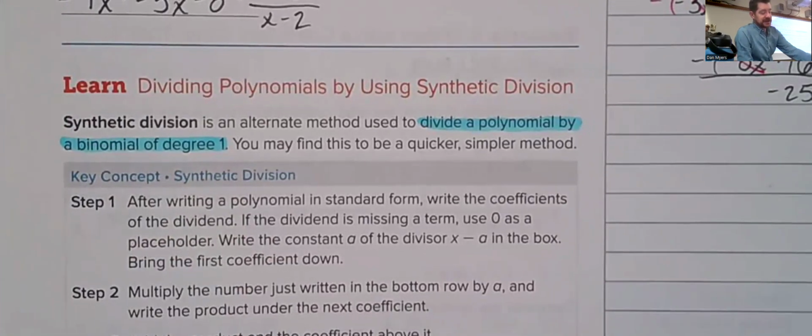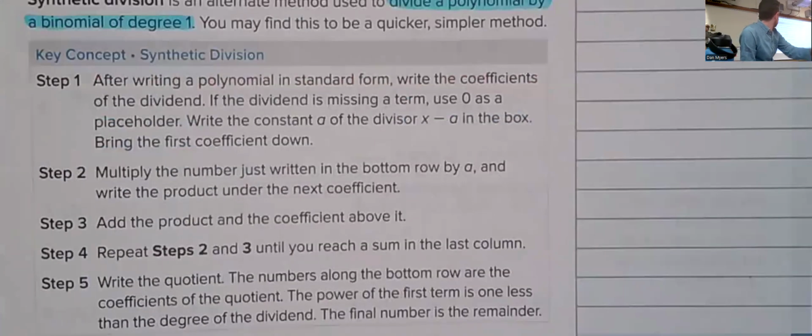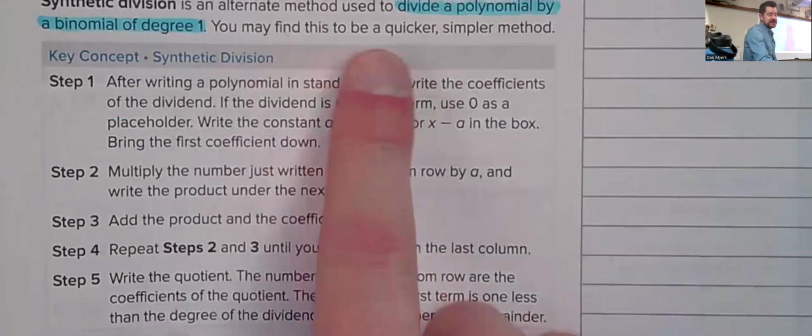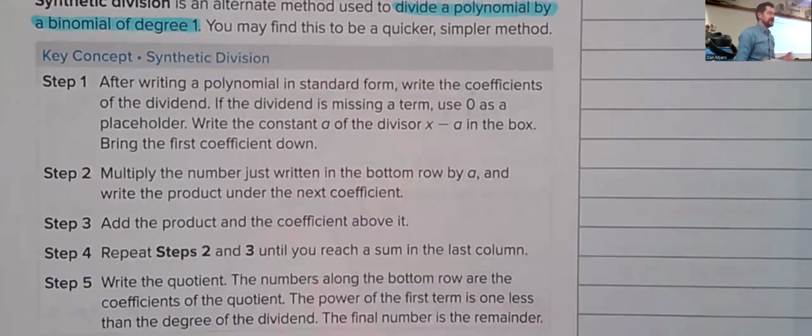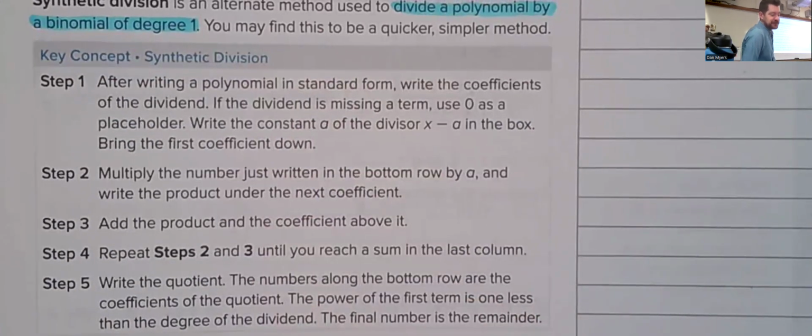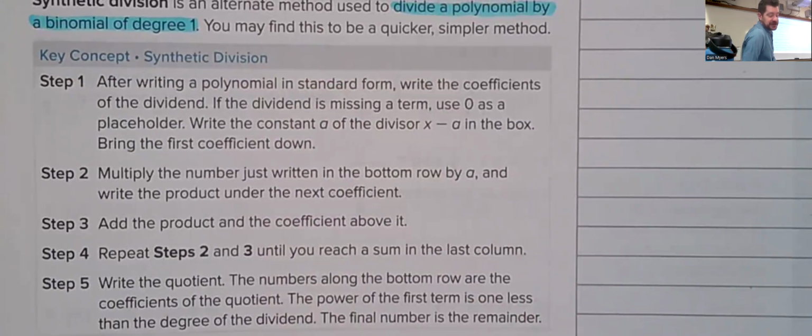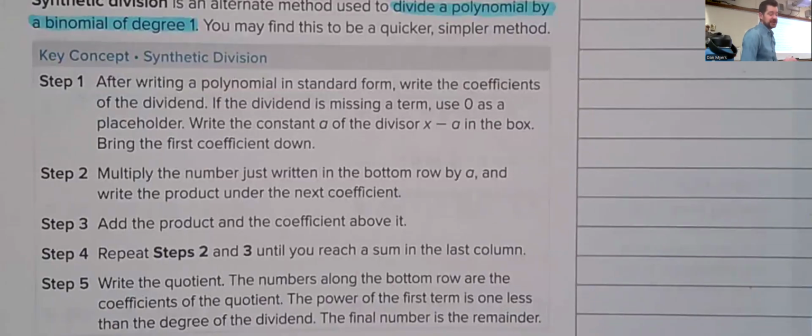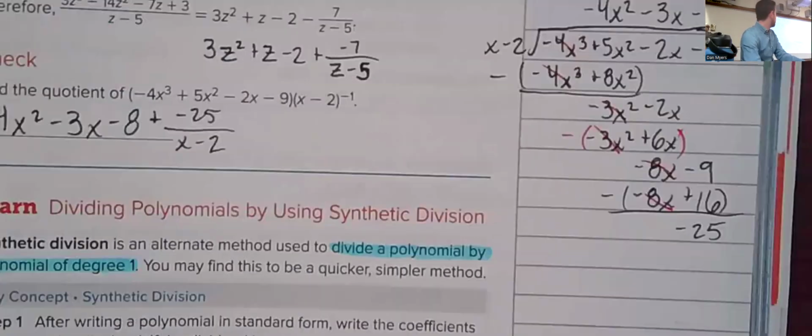So the concept here with synthetic division, and it says right here, you might find this to be quicker and simpler, takes up less space, could take up less time once you get good at it. So after writing a polynomial in standard form, write the coefficients of the dividend. The dividend is the thing that is being divided. In general, that would be the thing that goes underneath your division symbol.